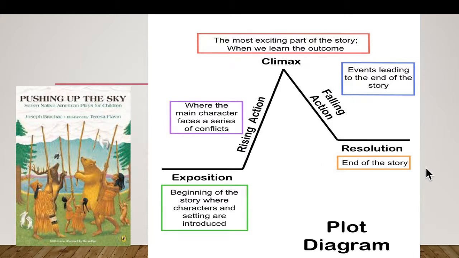And the resolution, the end of the story, is a happy ending. All of the Snohomish people were happy with the sky being up where it should be. So this is what we call a plot. Do you understand? And these are the parts of the plot. But basically, plot is what happens at the beginning, in the middle, and at the end of the story.